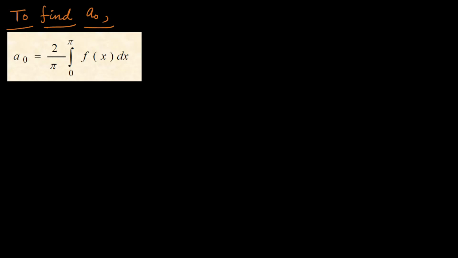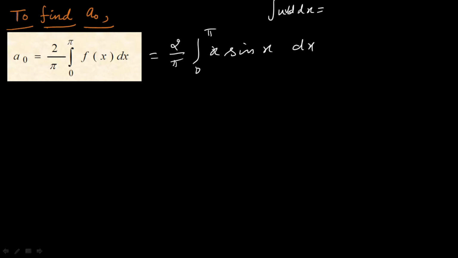Now let me first calculate the value of a naught. For calculating a naught, first write down the formula. So now let me replace, that is 2 by pi integral 0 to pi, where f of x is x sin x dx. So this is of the form integral u v dx, isn't it? As I told you already, integral u v dx is nothing but u v1 minus u dash v2. That's all, because the next derivative of x becomes 0, isn't it? So we have to stop up to this.